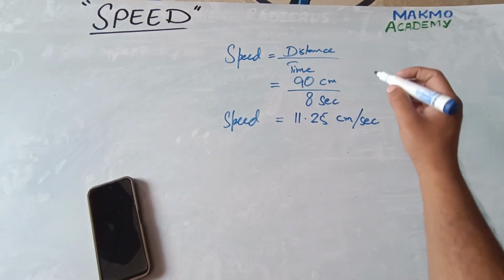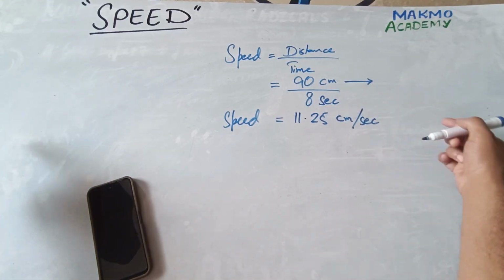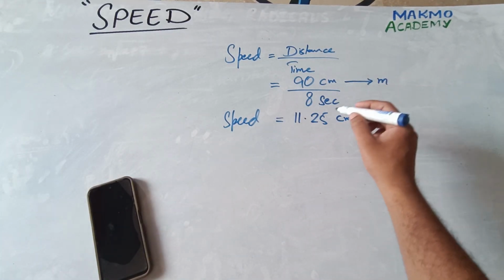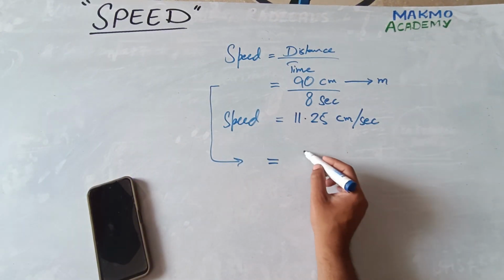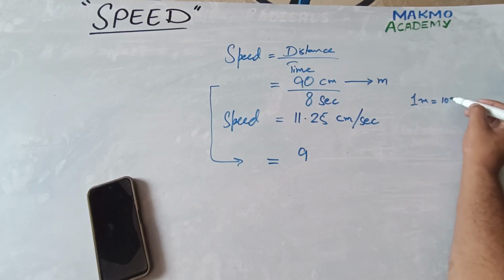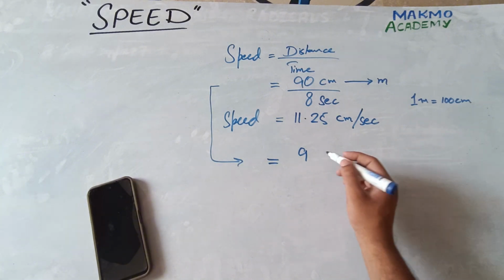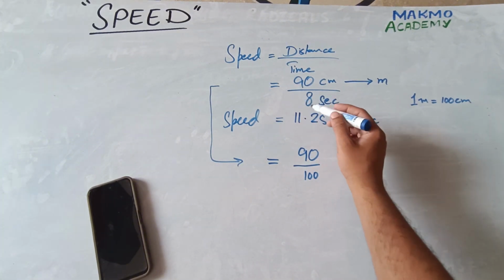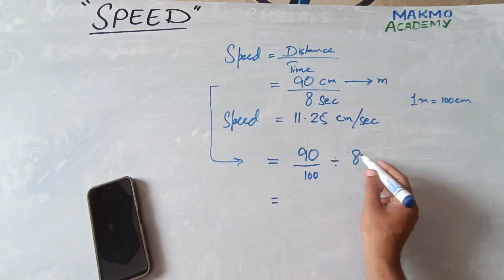We can do one more thing. We can convert, for example, if someone asks that give the speed of the same train in meter per second. So if we want to convert centimeter into meter, let's start from this step. So in 1 meter there are 100 centimeters. So when we are going from small to big, we will divide. So it means that 90 will be divided by 100, and this whole fraction will also be divided by 8. So we are writing 8 in this way, divide by 8.